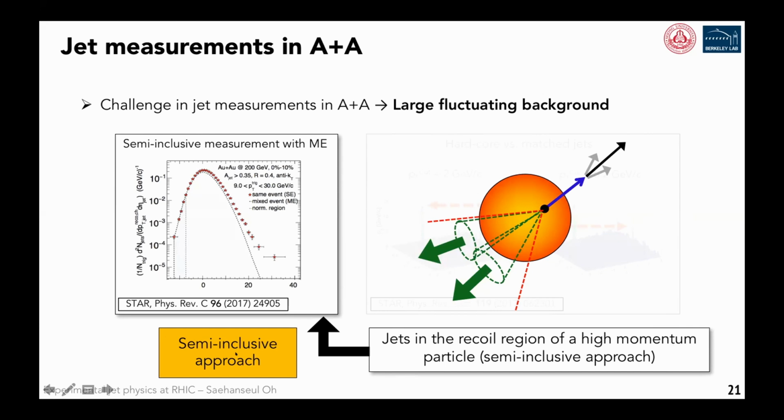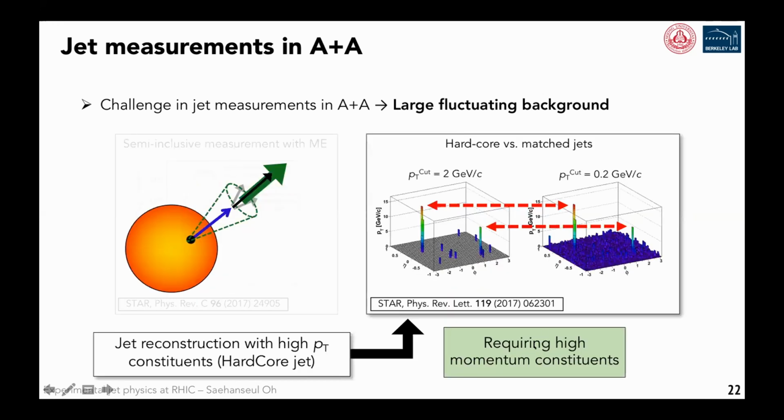So that's what we call the semi-inclusive approach. And the second is requiring a high momentum constituent. As I said, once you have a high PT particle, that means there is a hard scattered parton. So we first find a hard scattered high PT particle, and then reconstruct a jet around it. That means this jet corresponds to this hard scattered parton. That's what is used in this paper, and that's the second method that we have.